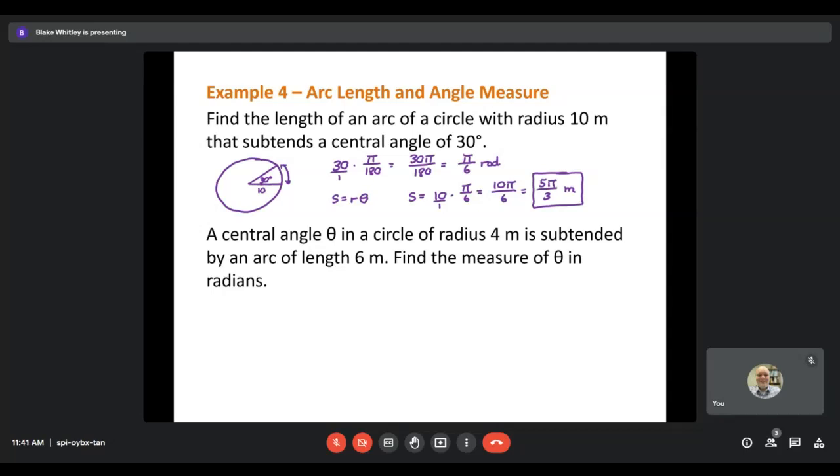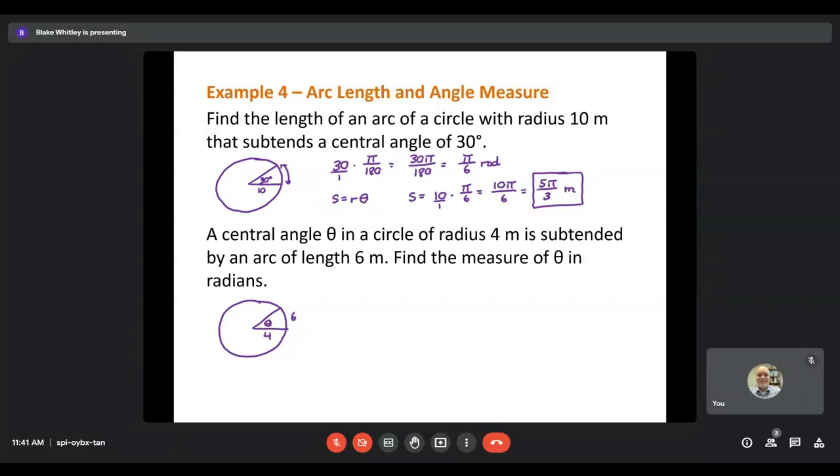All right, now the second part here says a central angle theta in a circle of radius 4 meters is subtended by an arc length 6 meters. We want to find the measure of theta in radians. So this time, again, I'm going to draw my picture just so we know what we're looking for. So there's my circle. We know the radius here is going to be 4. I'm just going to draw some angle. Radius of 4. We don't know what that central angle is, so I'm just going to put theta there. But we're given the fact that the arc length is 6 meters this time. So I know the length of this arc along the outside of the circle is going to be 6.